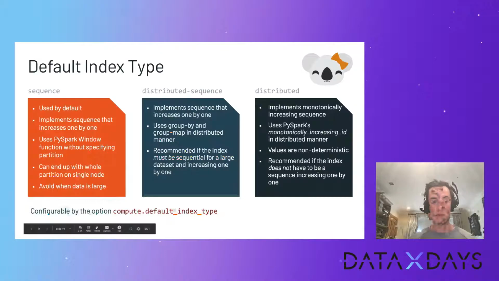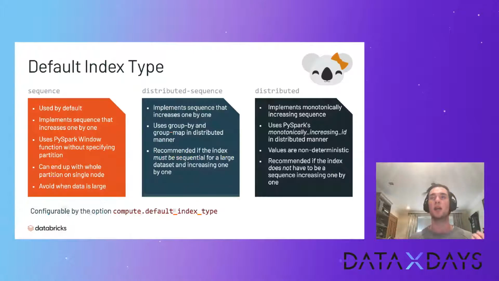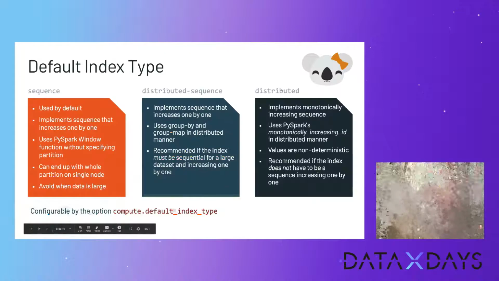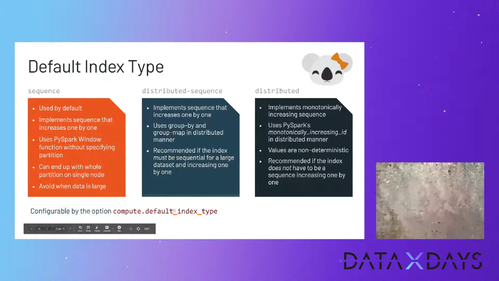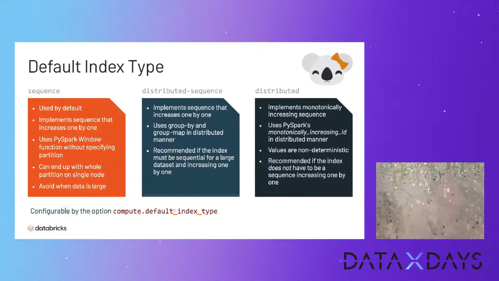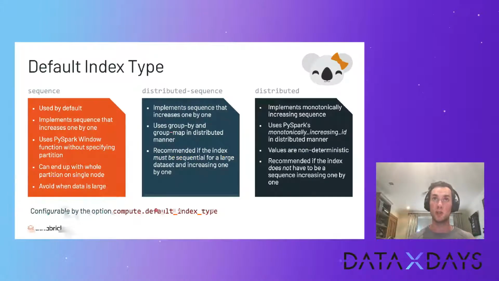Just some caveats with distributed is that what it means, and the fact that it's non-deterministic, means that you can't utilize the index with this default index type for joins, for example. Performance-wise, these distributed indexes have little penalty compared to even the sequence one. So very much heavily recommended to use either distributed sequence or distributed, especially when your data is large.